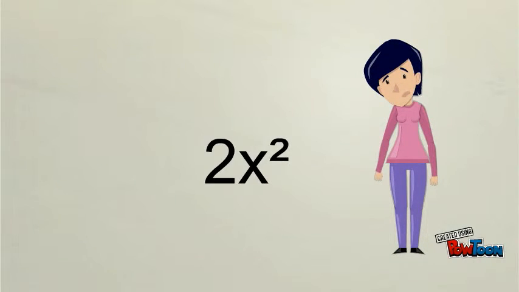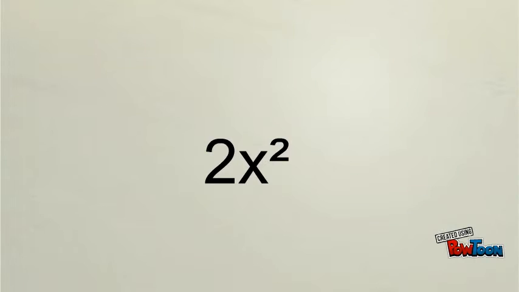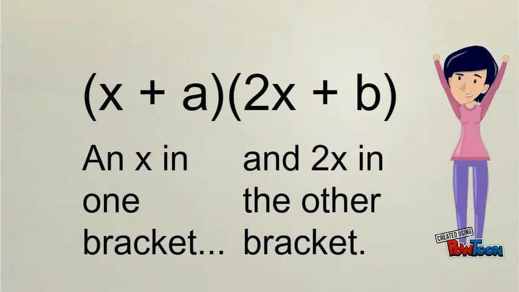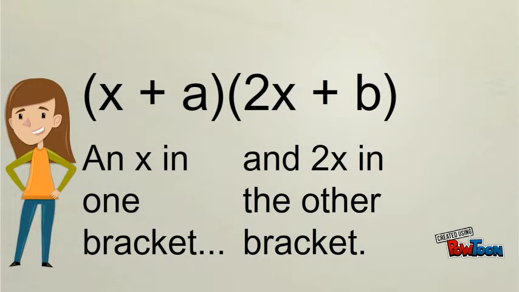Well, let's look at 2x squared to start with. To get that, there must have been an x in one bracket and 2x in the other. That's easy then. I can do that. Hang on a minute, there's a little bit more to it.